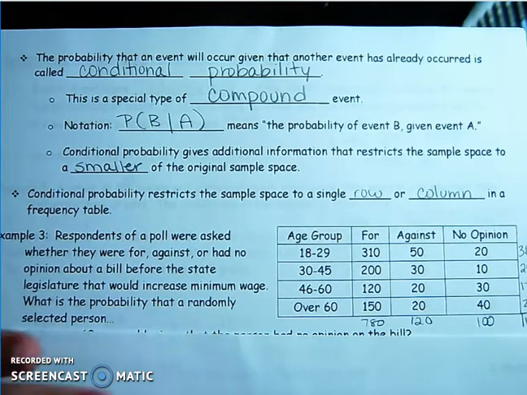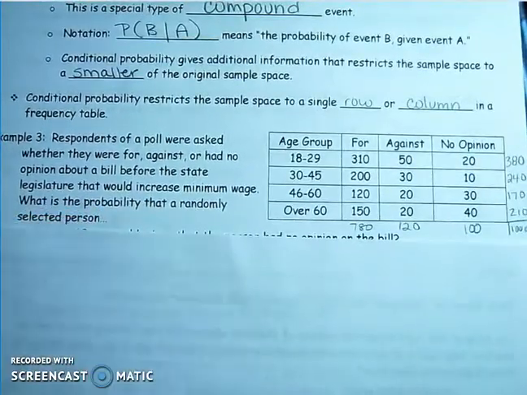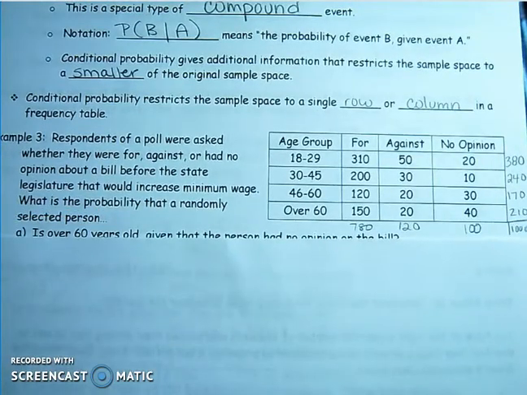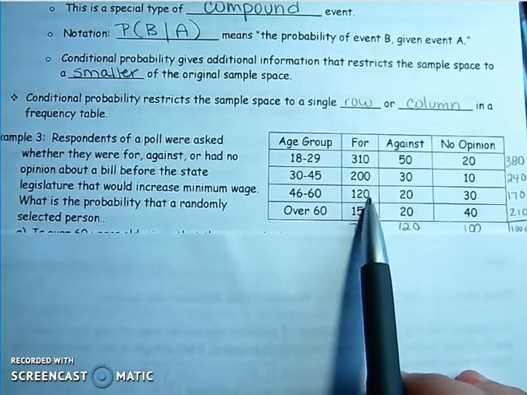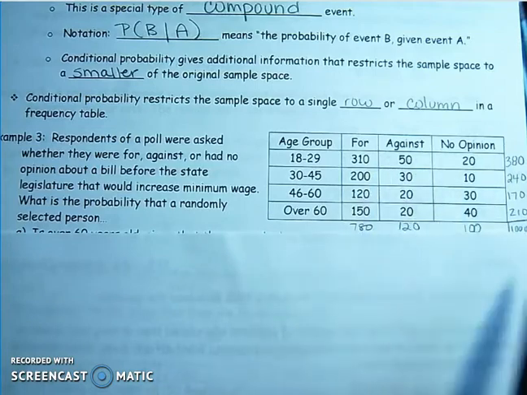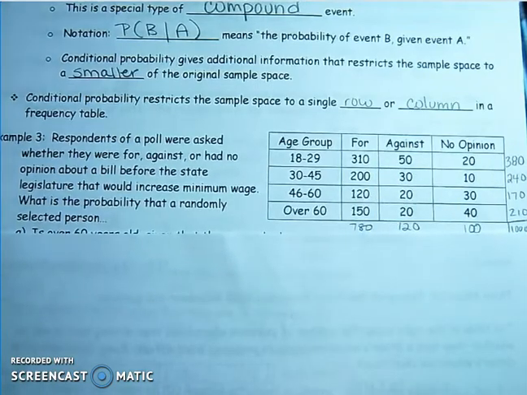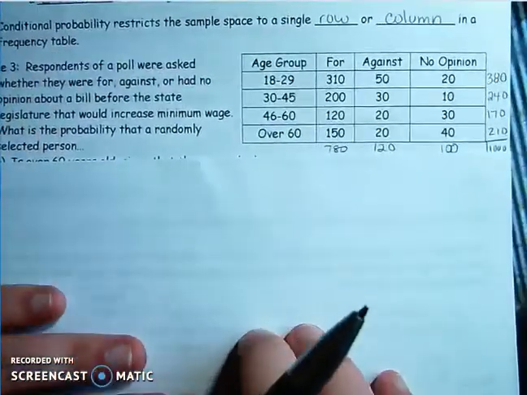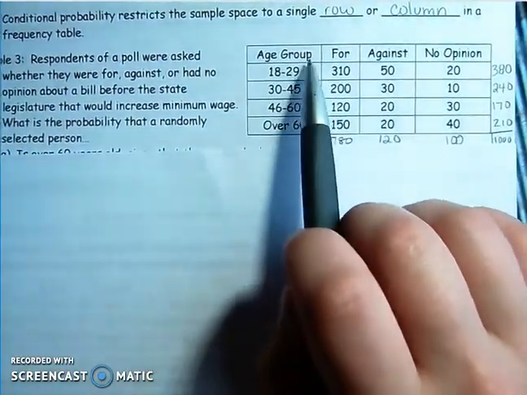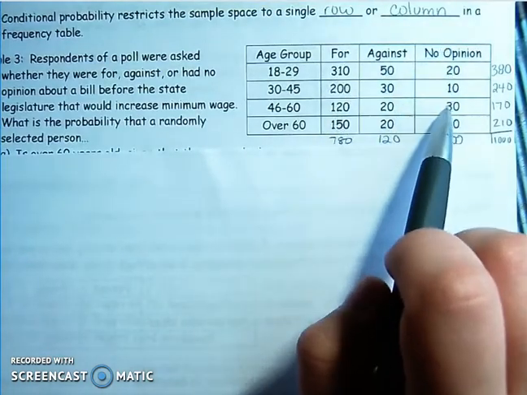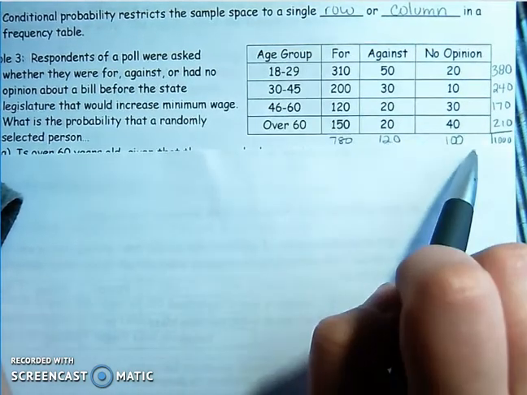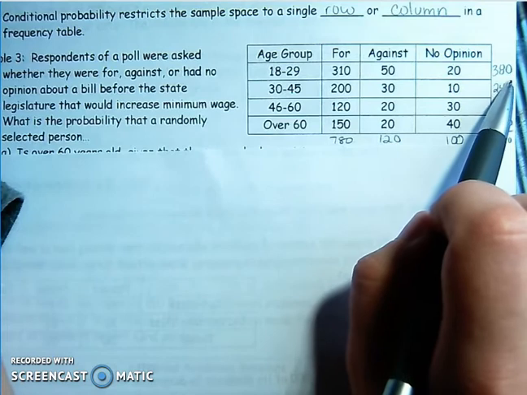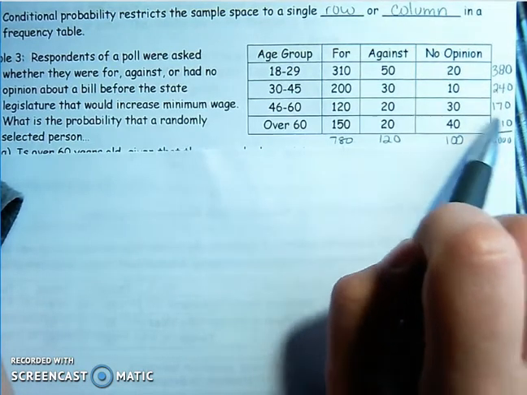So first we're talking about people who were polled whether they were for, against, or had no opinion about a bill to increase minimum wage. The first thing I always do with a frequency table, if my totals are not given, I go ahead and find them. So I went ahead and added up the rows and the columns for both of these to see that there's 1,000 people total that were actually polled. This table is broken down into age groups and whether they were for, against, or had no opinion. So 780 people, no matter what their age, were for the bill, and so on. 380 people were 18 to 29, and so on, being 1,000 total.